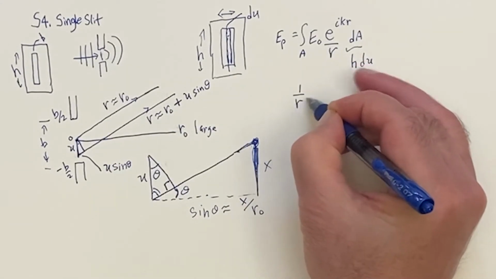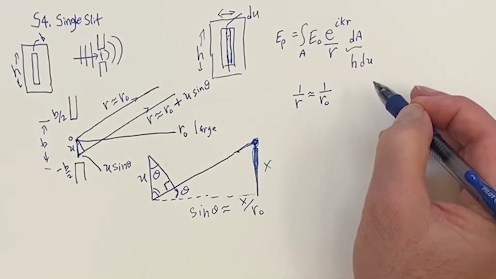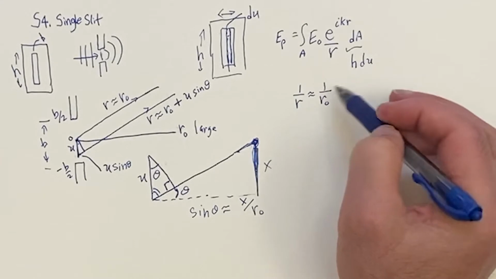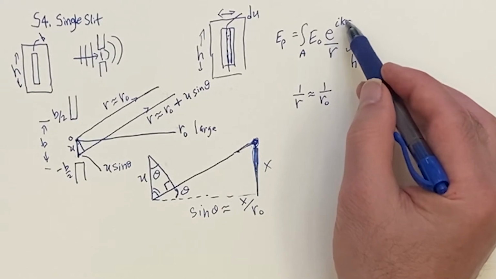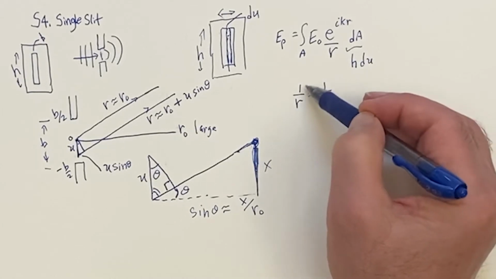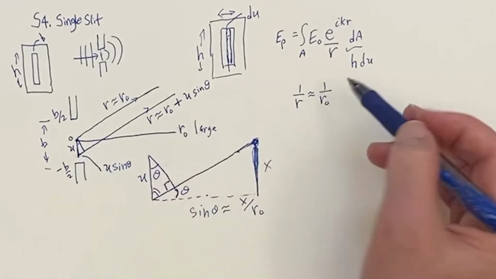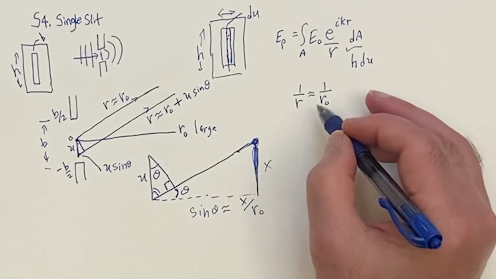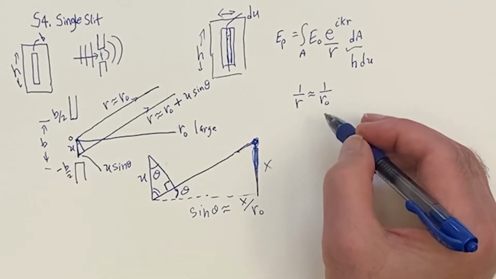But 1 over r is going to be approximately 1 over r naught. Now we can't make that substitution up in here because these are sines and cosines, and they're bounded by 1. They're going to oscillate. But we can do it here because when r is large, 1 over a large number, you can pretty much neglect that if you're looking far away. So it's okay to do it there, but not up in the exponent.